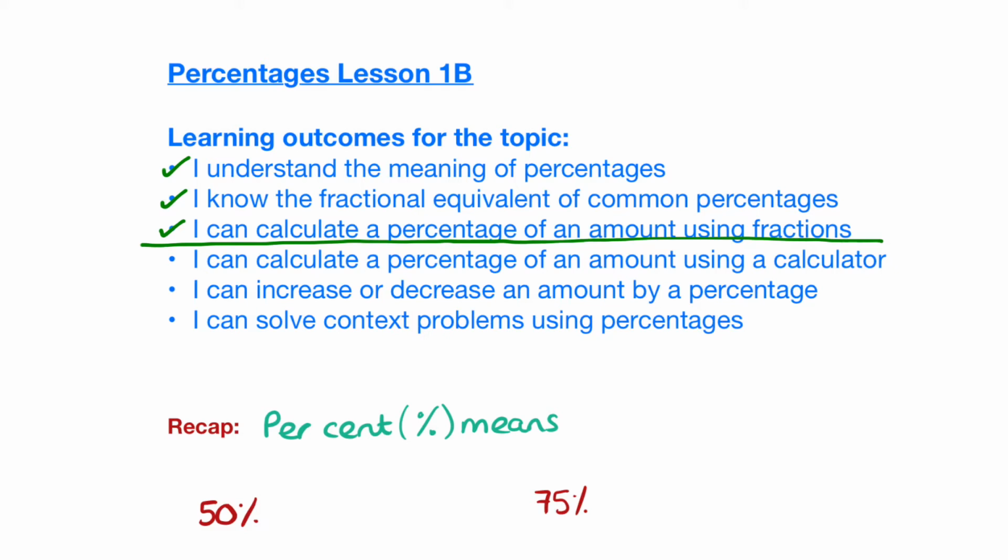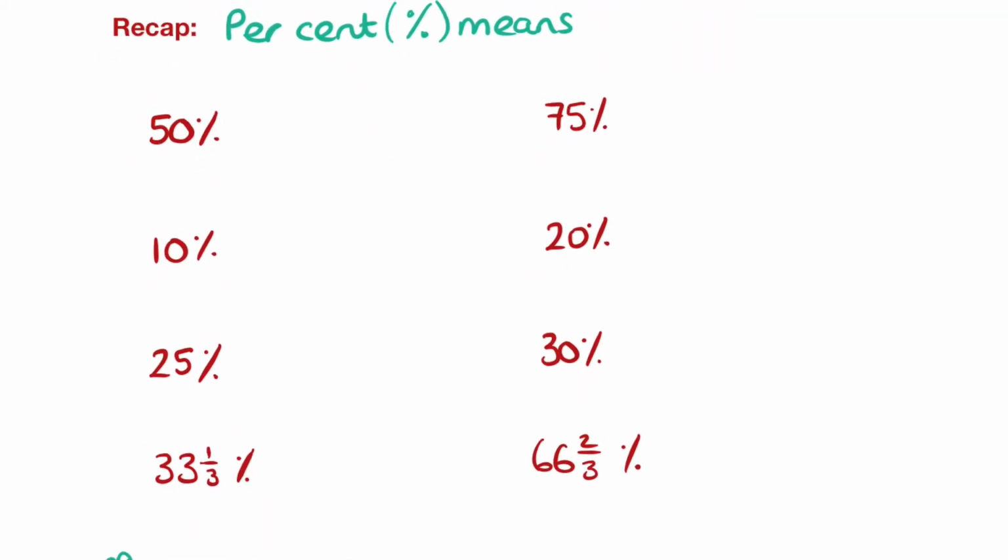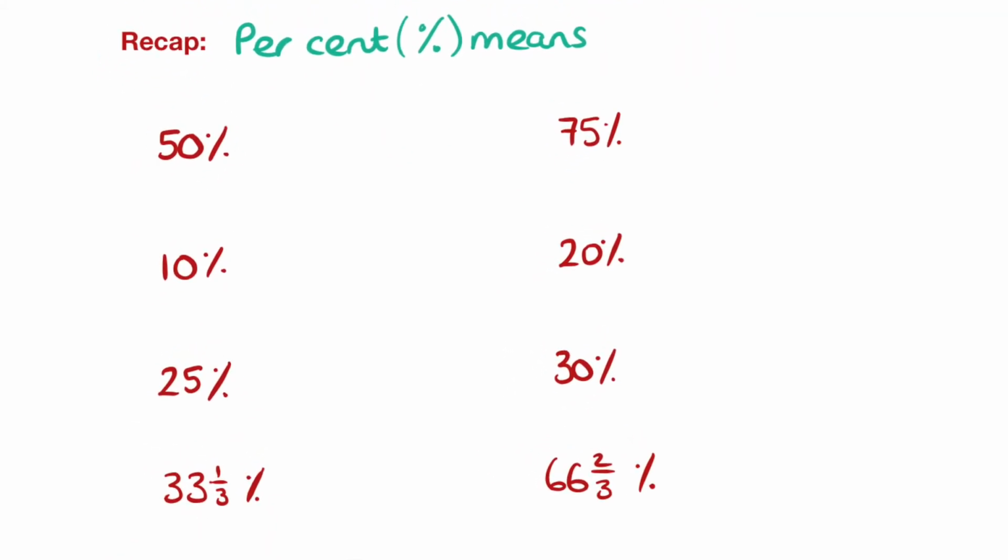Okay, so just because we're using the word calculate doesn't mean we're using a calculator. We're calculating using our mental skills. So let's recap on what we did last lesson. So, percent means, remember, per means out of, and cent means 100. So it means out of 100. And the way that we can write that, remember, is we can put our percentage over 100. So that means out of 100.